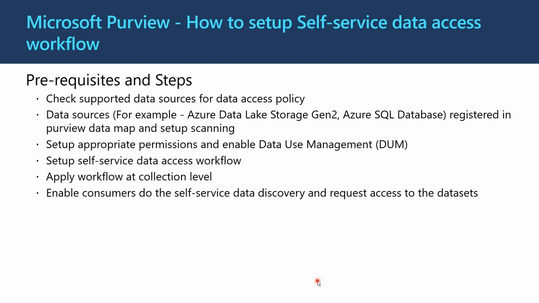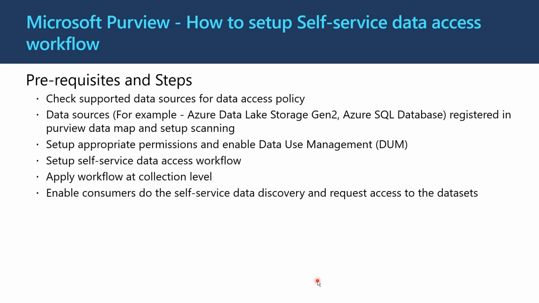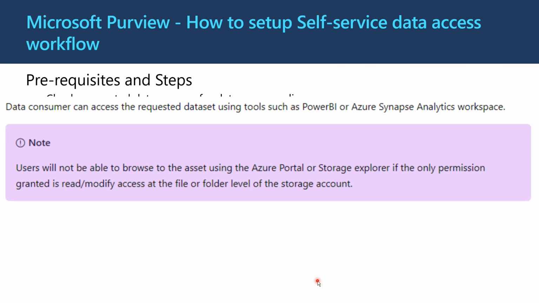In the following step, you are assigning the permissions on these data sources so Purview can manage them. The next step is creating a self-service data access workflow and applying that workflow at the collection level. And once the self-service data access workflow is created and applied at the collection level, you are all set. Now, data consumers can do data discovery using the data catalog and request access to the data assets they like. And once the access is approved, the self-service data access policy will be generated automatically.